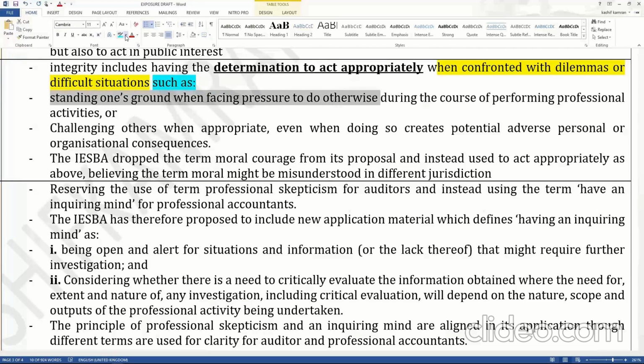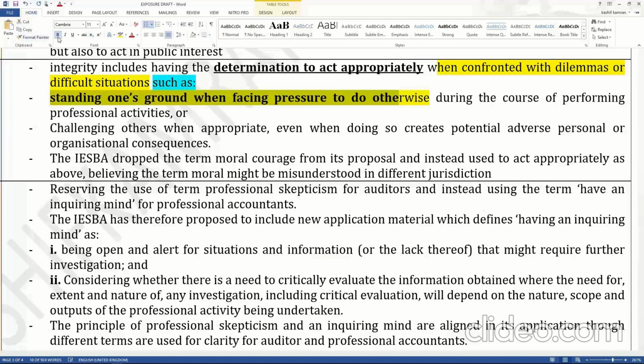Now, at times when you're working in an office environment or in a workplace environment as an accountant, we do feel pressure from our directors, the directors asking us to window dress the financial statements or the director asking us to manipulate the results. Standing one's ground when facing pressure to do otherwise. That is the determination to act appropriately. Standing one's ground when facing pressure to do otherwise.